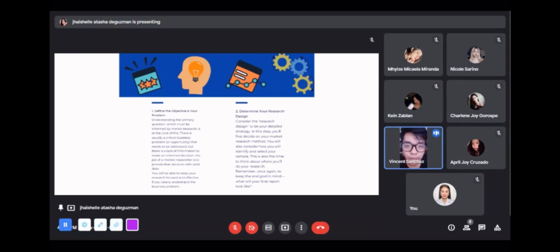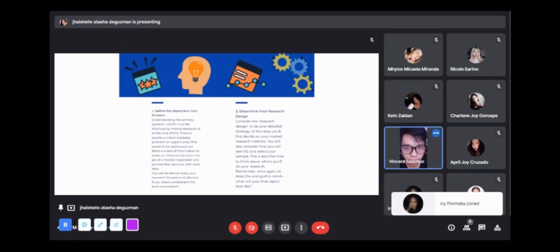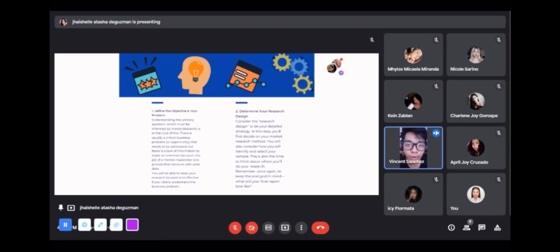This is also the time to think about where you'll do your research. Keep it to the telephone, speak to someone in person, you can email them, or use the internet, and many other options. Remember to keep the end goal in mind: what will your final research or report look like? Now, based on this, you will be able to identify the types of data analysis you'll be performing, like simple summaries, advanced regressions, analysis, and so on, which will dictate the structure of the questions you will be asking.